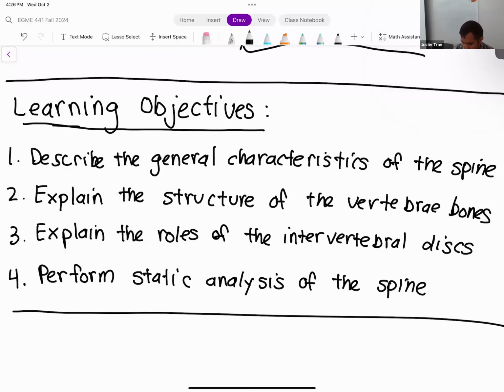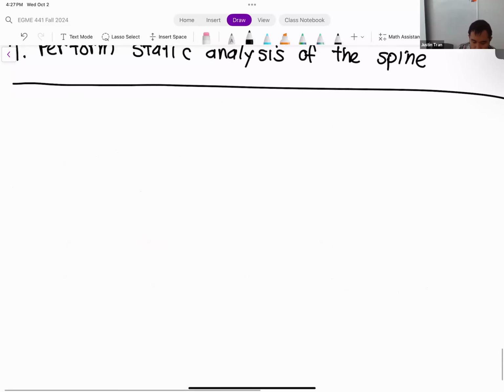Okay. So let's do some examples to show you the dangers of doing certain actions on your spine.